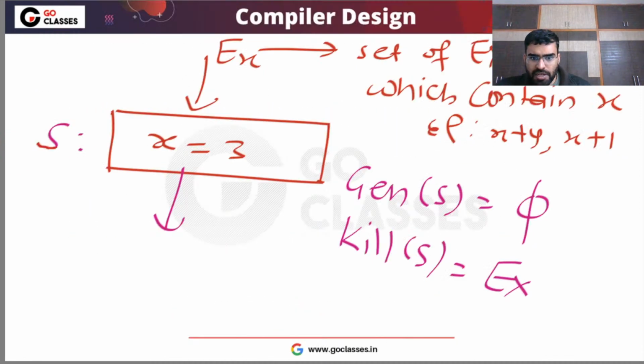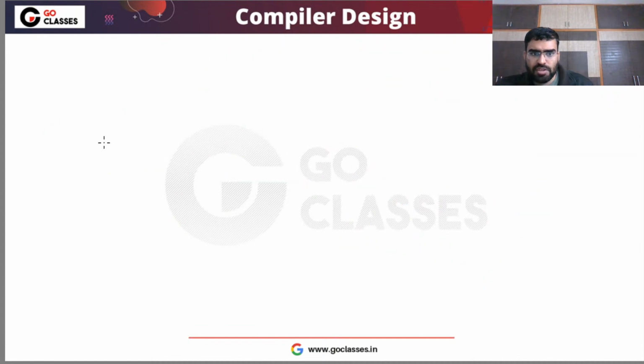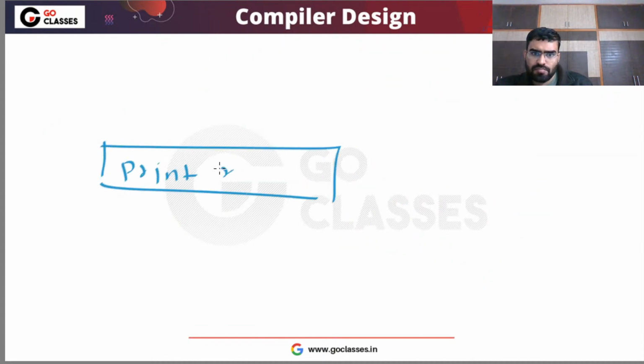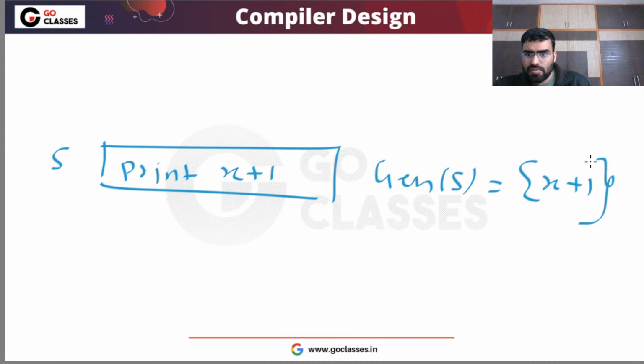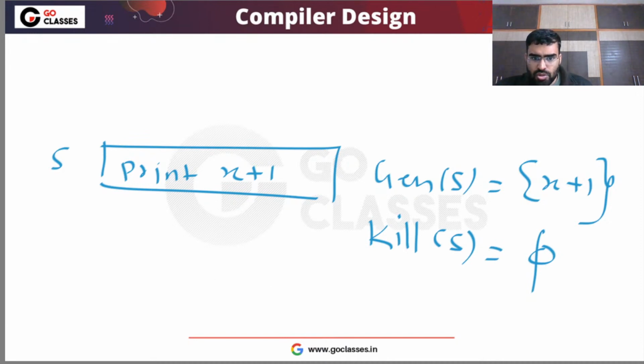Now similarly, print x plus 1, what will it do? Tell me. It will generate x plus 1. This will be generated. And what will it kill? It will kill nothing. There is nothing to kill here. It will not kill anything. So this is the point.